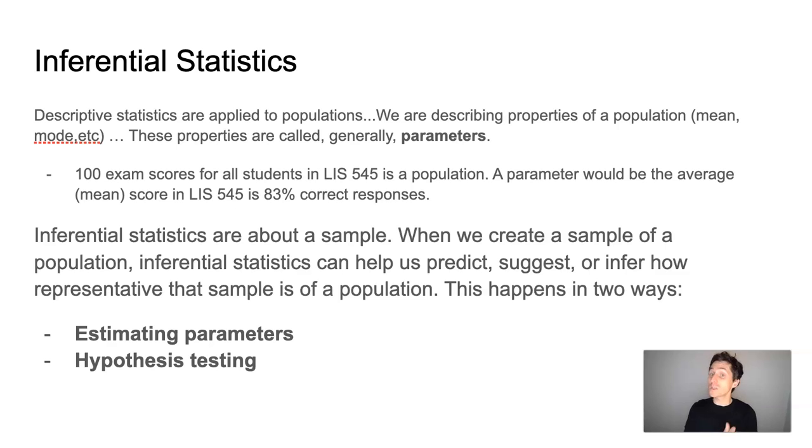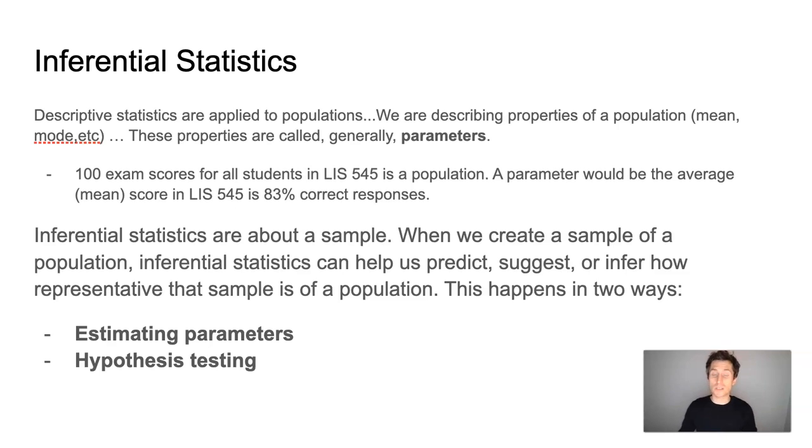Now, we said that this wasn't the sufficient reasoning that we needed to make declarative statements about that population, but they give us a good sense of it. The parameters tell us about that population. So for example, 100 exam scores for all of the students in a class like LIS570 may be a population, and a parameter may be the mean score, or 83% of the correct responses in that exam.